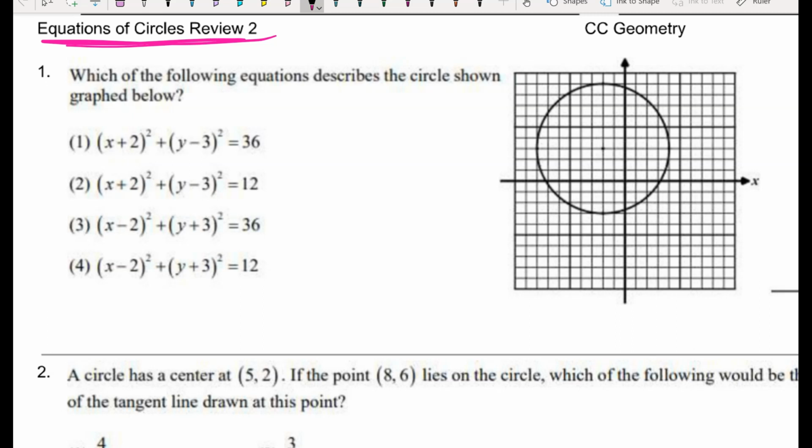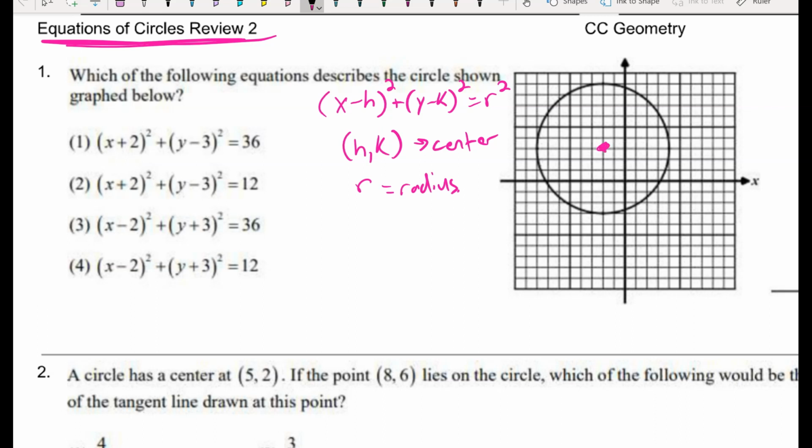Well, to write the equation of a circle, remember that's x minus h squared plus y minus k squared equals the radius squared. And we need to know two pieces of information. The coordinates h comma k are going to represent the center, and r is going to represent the radius. So if I can identify those two things, I'm good to go.